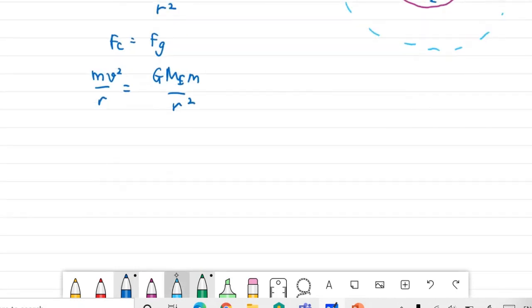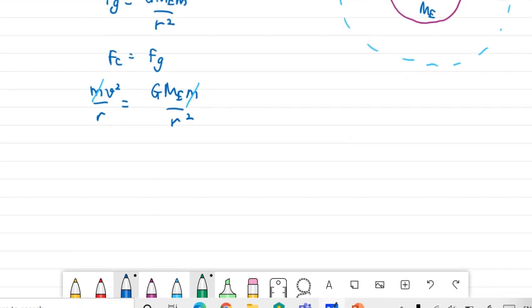From here, you can find out the speed required by the satellite in order to stay at this fixed radius. The speed is the square root of G Me over r. That is the speed the satellite must have. This speed is independent of the mass of the object.